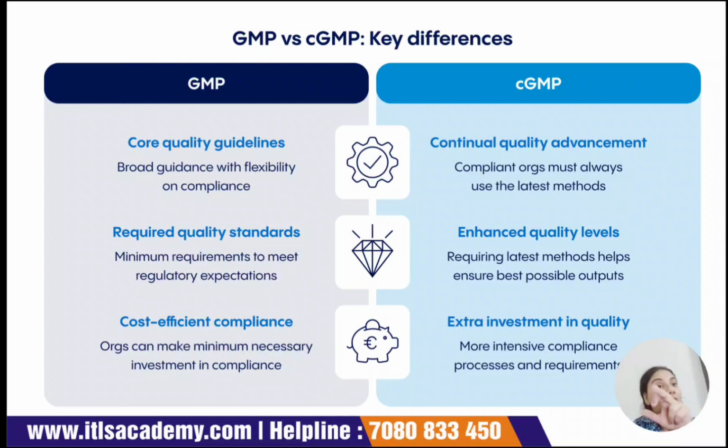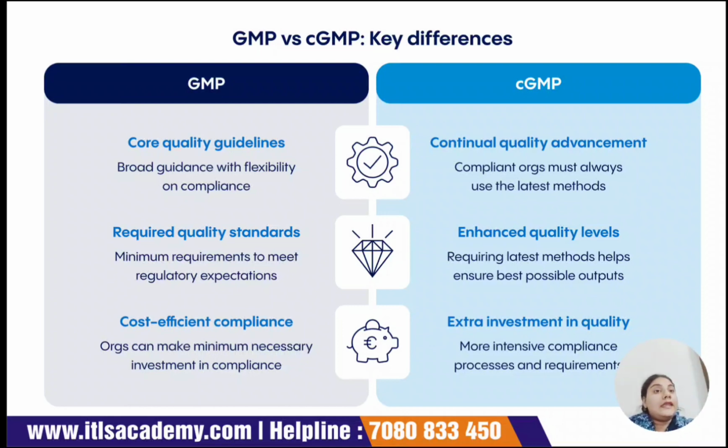Then it requires the quality standard, whereas it enhances the quality levels. CGMP is a type of GMP. In the GMPs you require a quality standard, but when it comes to CGMPs, the quality levels are enhanced. In GMP the minimum requirement is to meet regulatory expectation, but here the latest methods help ensure the best possible output. Now comes the last, cost effective compliances.